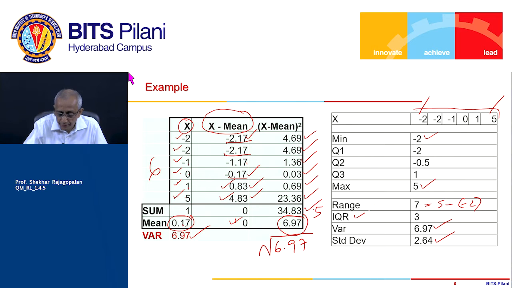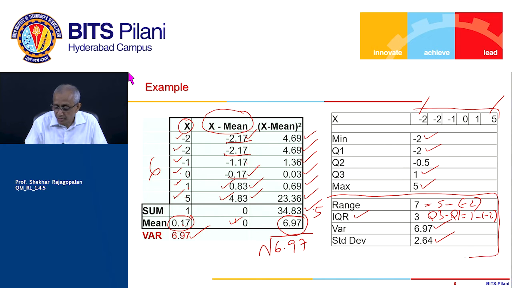Now I need to compute IQR. To compute IQR, I need to have my numbers Q1 and Q3. So I'm copying it from the previous computation. I've got Q1 equal to -2 and Q3 equal to 1. And therefore IQR is Q3 minus Q1, which is 1 minus -2, and therefore I get IQR to be 3. So these are what are called my measures of dispersion.